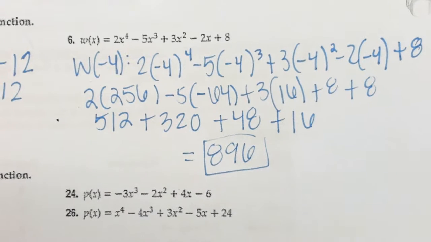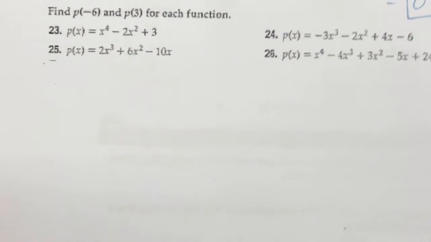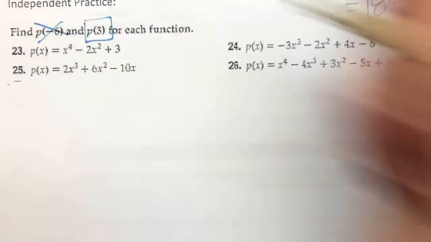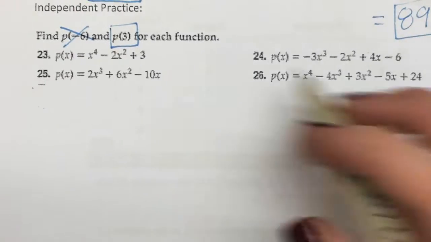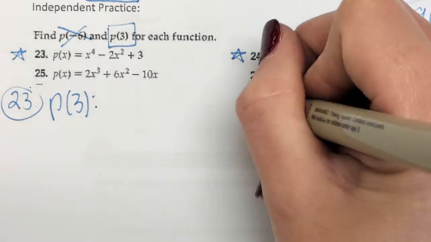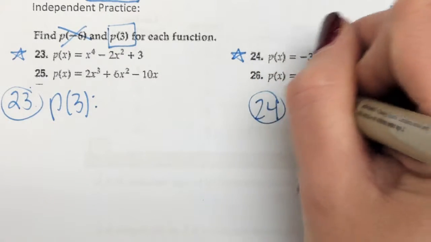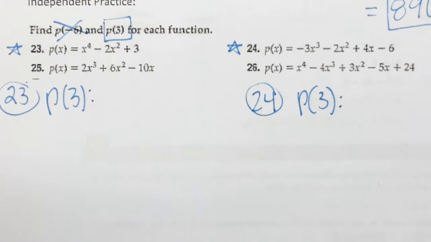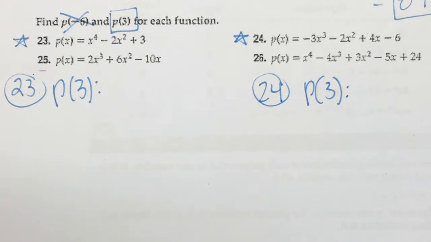Alright, what I want you to do is just find, and circle this so you'll remember, P of 3. We're not going to do all of these, just find P of 3 for number 23 and 24. And Ms. Price is going to pause the video so you can try these on your own. Once she unpauses it, once y'all are done, you can check your answer.